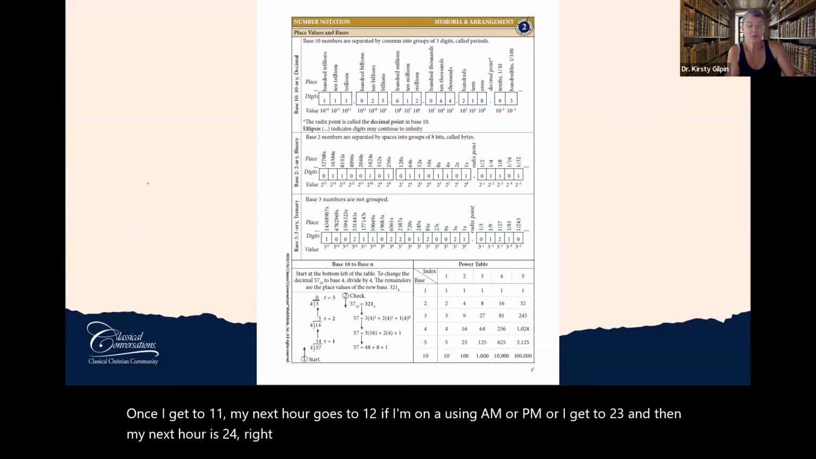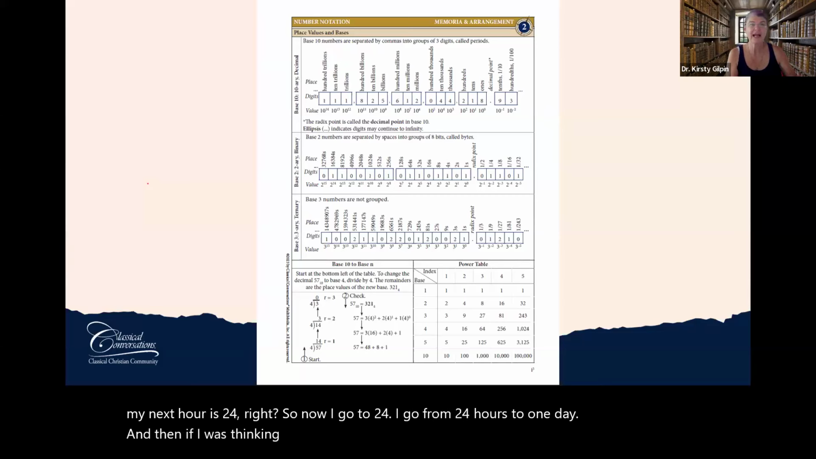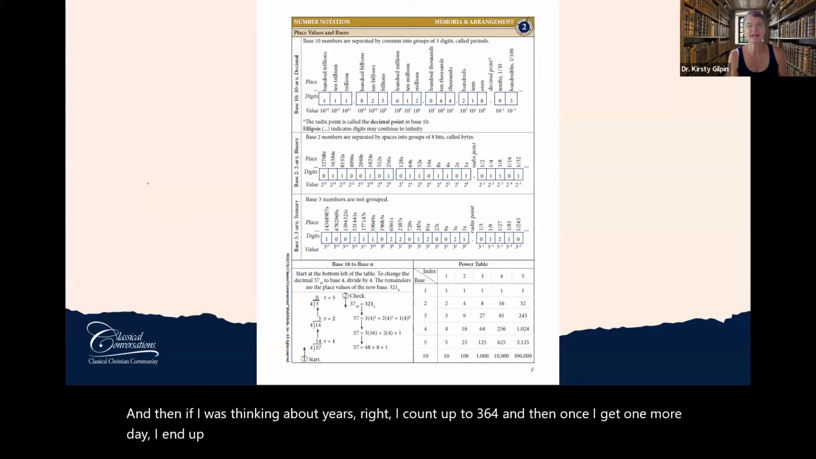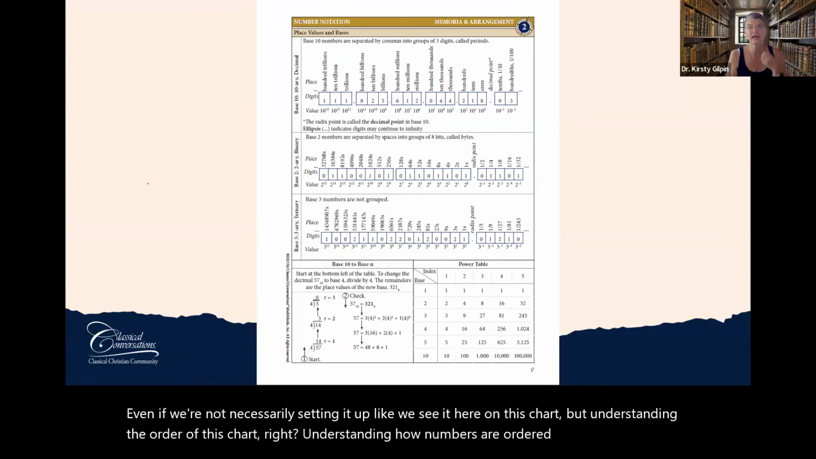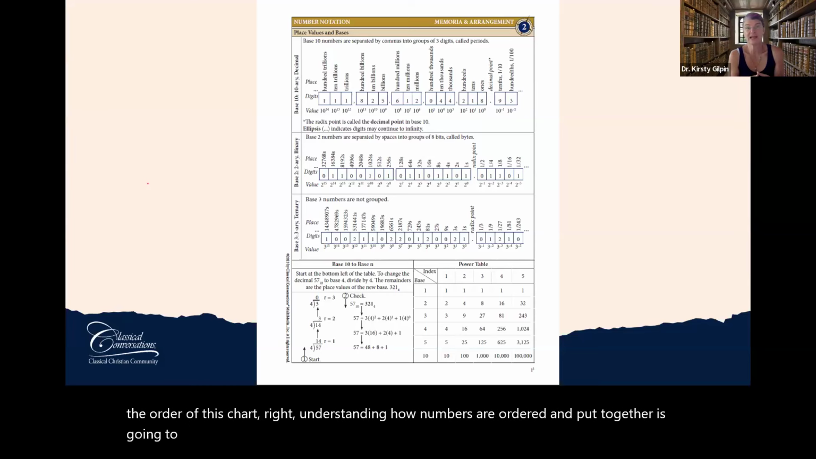So now I go to 24 hours to 1 day. And then if I was thinking about years, up to 364, and then once I get one more day, I end up with a year, right? So we all use different bases all the time, even if we're not necessarily setting it up like we see it here on this chart. But understanding the order of this chart, understanding how numbers are ordered together, is going to help us understand numbers in general.